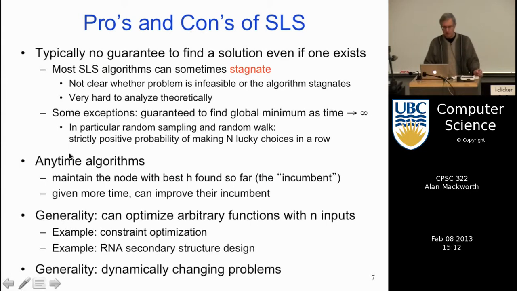And the other thing is they're much more general than the arc consistency domain splitting algorithms because they can work on any optimization problem. We're doing it on constraint optimization, but we'll look at RNA secondary structure design as another application, which again was developed here. And another feature is they can work on dynamically changing problems, where the problem is changing as you're trying to solve it. Right? It's an online problem, airline scheduling.